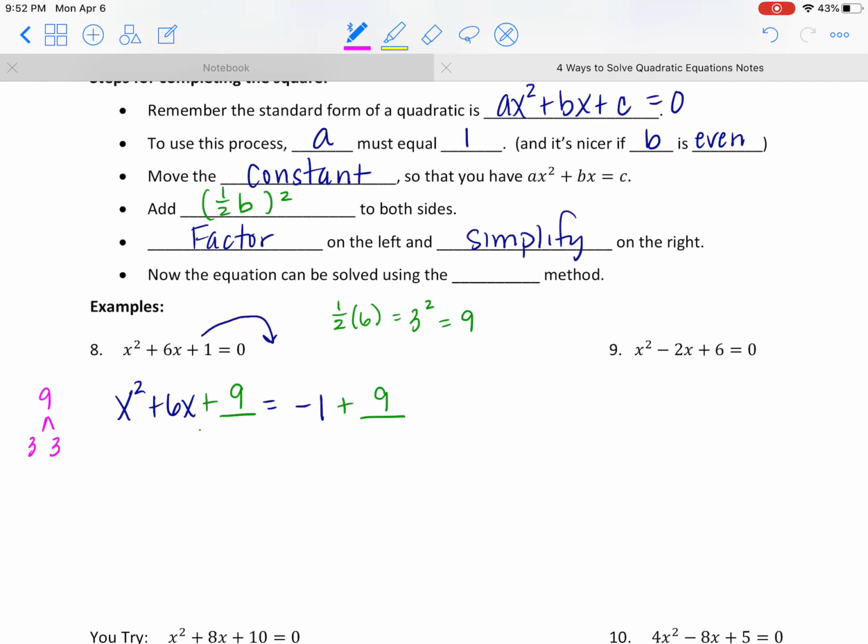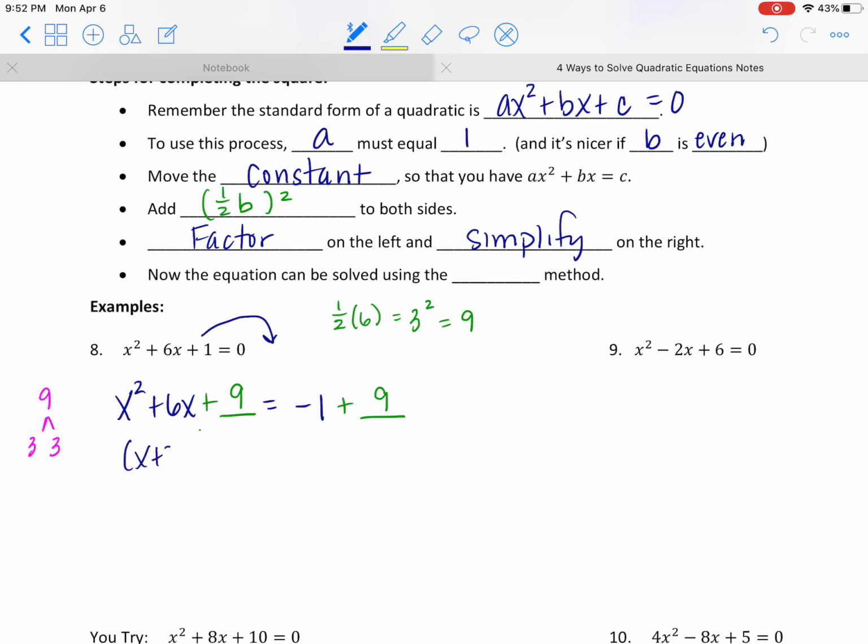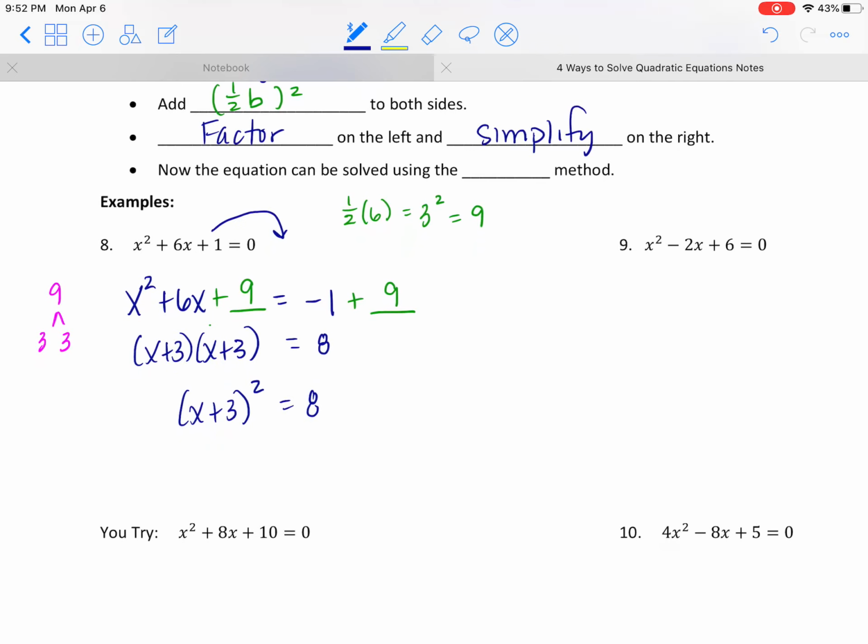And so let me show you here. If we factor on the left, well, what are the factors of 9 that make 6? Well, factors of 9 that make 6 are going to be 3 and 3, right? 3 and 3. And it's got to be the same number twice, and I'm going to show you why. If this factors into x plus 3 and x plus 3, then I could really write it as x plus 3 squared, okay? On the other side, the negative 1 and 9 go together to make 8, so now this is equal to 8.